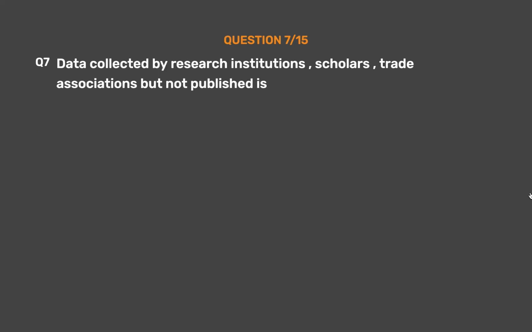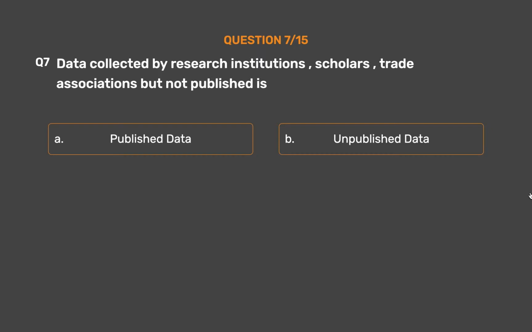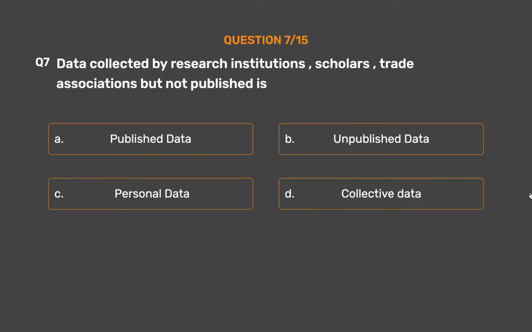Question number 7. Data collected by research institutions, scholars, trade associations but not published is Option A. Published data. Option B. Unpublished data. Option C. Personal data. Option D. Collective data.